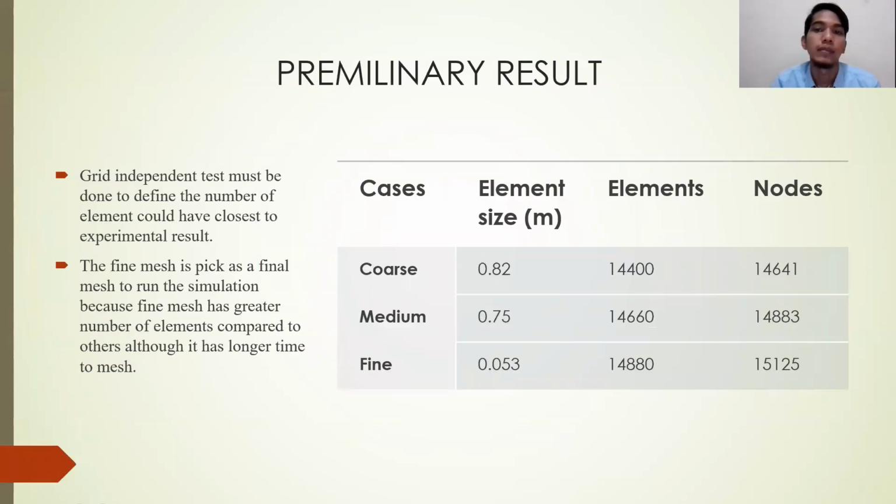So for the preliminary result, the grid independence test must be done to define the number of elements that could give the closest result to the experimental result. There are three grid independence tests, which are coarse, medium, and fine. The fine mesh is picked as the final mesh to run the simulation because fine mesh has a greater number of elements compared to others, although it takes a longer time to mesh.